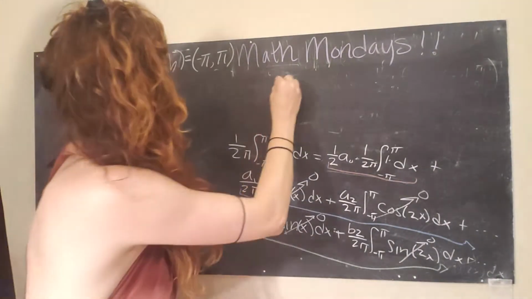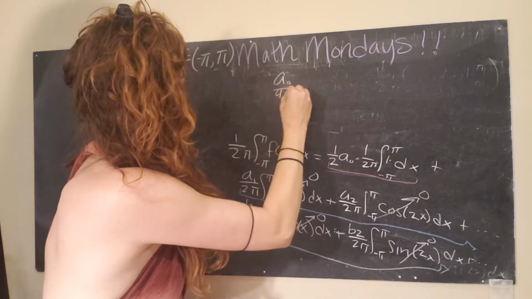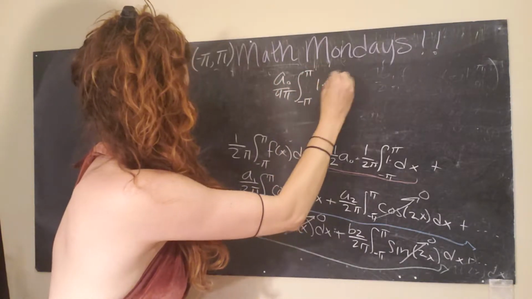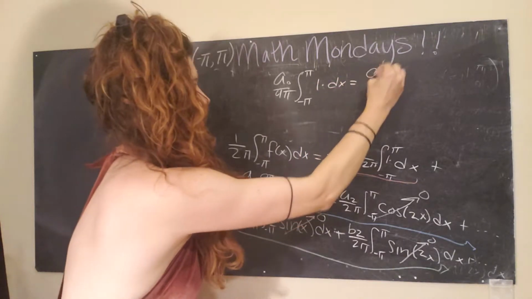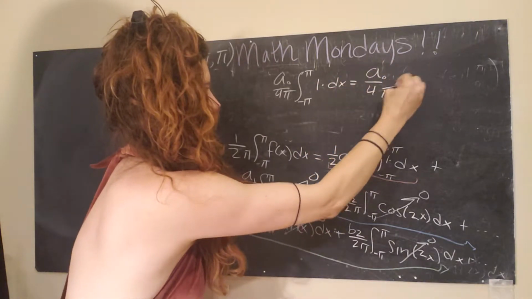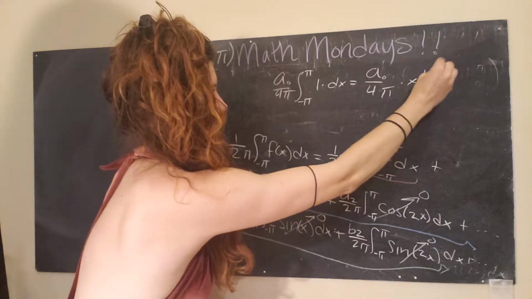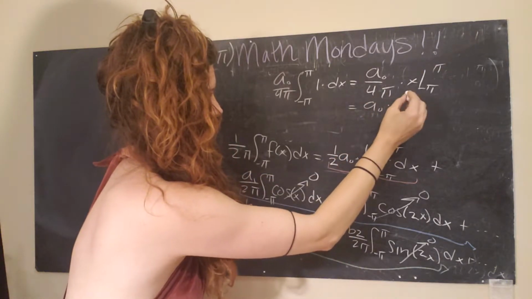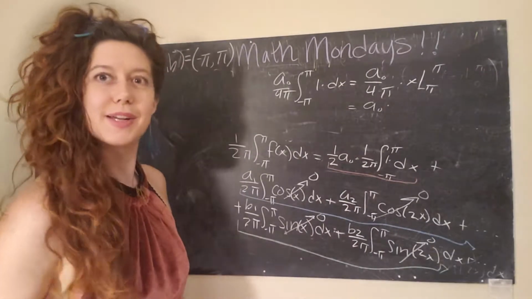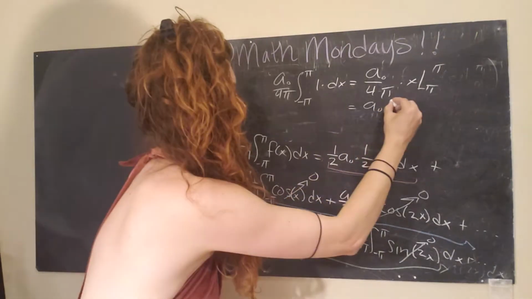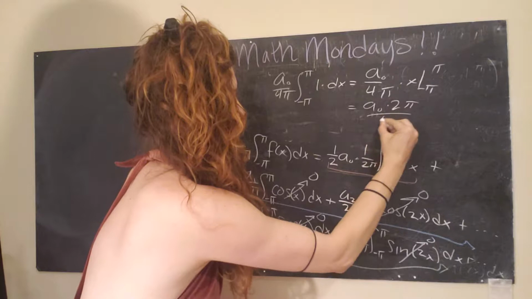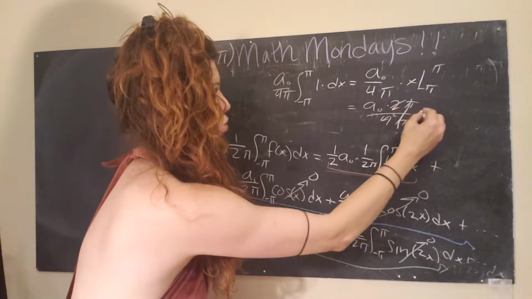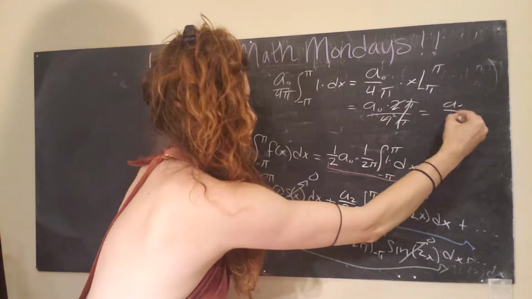So we are going to get a naught over 4 pi, integral of negative pi to pi of 1 dx, equals a naught over 4 pi times x from negative pi to pi, and that's just going to be a naught times pi minus negative pi, which is pi plus pi, so that'll be 2 pi over 4 pi. Oh, look at that, that cancels, and that becomes a 2. So a naught over 2.